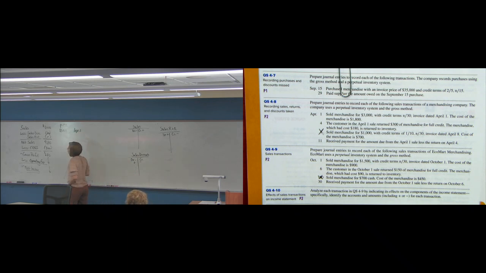preferably by raising your hand, tell me what the first journal entry is that I need to record. Or I'll just start calling out, maybe I'll just call out people's names. Okay. It would be a debit to accounts receivable and a credit to sales for $3,000. And I'm going to actually make an accounts receivable T account too. Accounts receivable is what kind of an account?